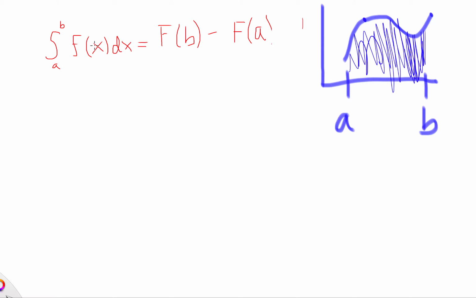The way you figure this out is you take the antiderivative of the graph and you plug in point B minus the antiderivative at point A. Okay, so let's just do some practice problems and hopefully that'll make some sense.